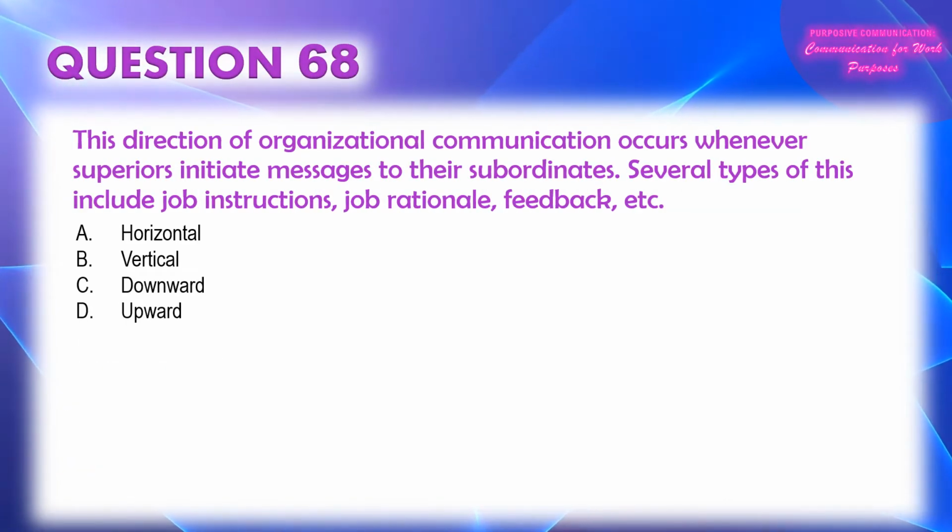Question 68. This direction of organizational communication occurs whenever superiors initiate messages to their subordinates. Several types of this include job instructions, job rationale, feedback, etc. Answer C. Downward communication.